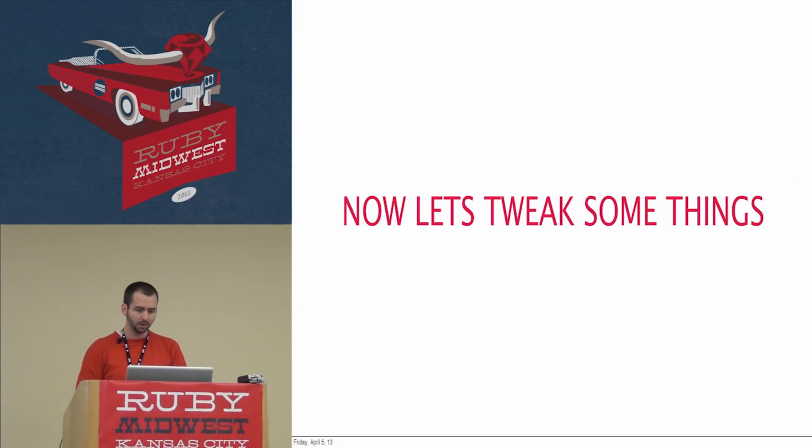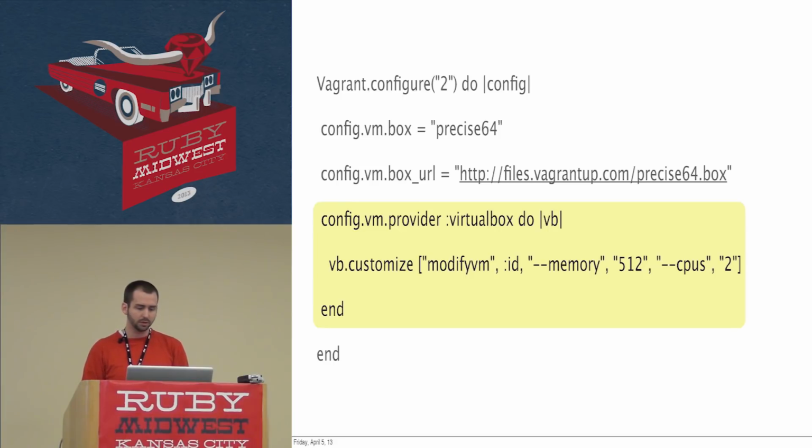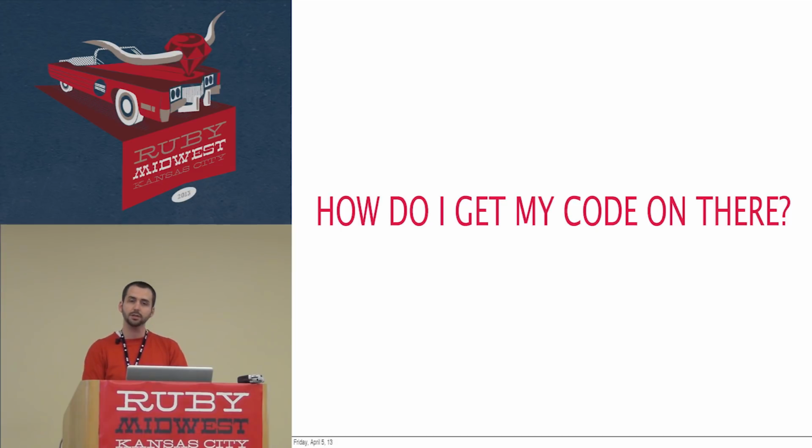Okay. So we're going to go through a lot of different configuration options here. So we're going to tweak just some settings on the box. We're going to tell VirtualBox how much RAM and how many CPUs to give that virtual machine. So 2 CPUs and 512 megs of RAM is more than enough when you're running a headless VM. I've never had to exceed that. So. Okay, how do you get your code on there?